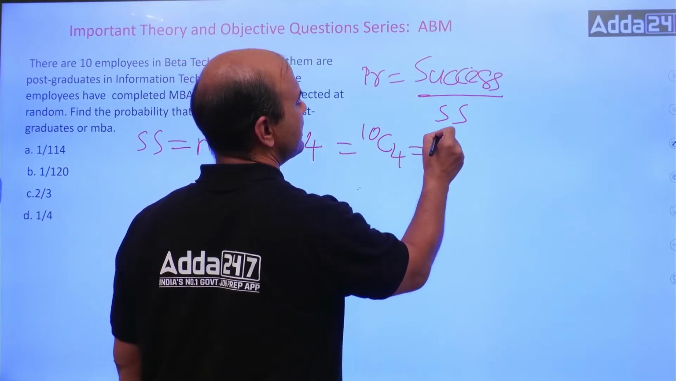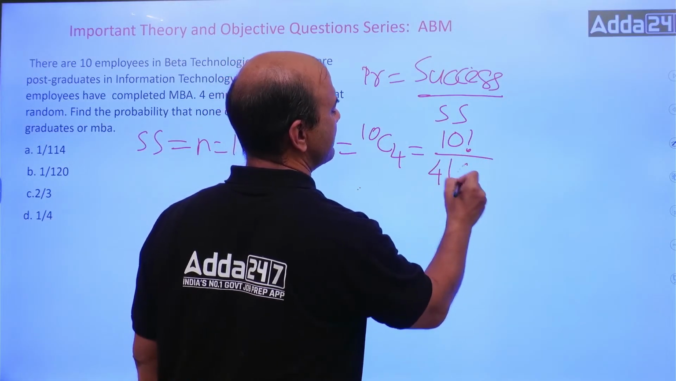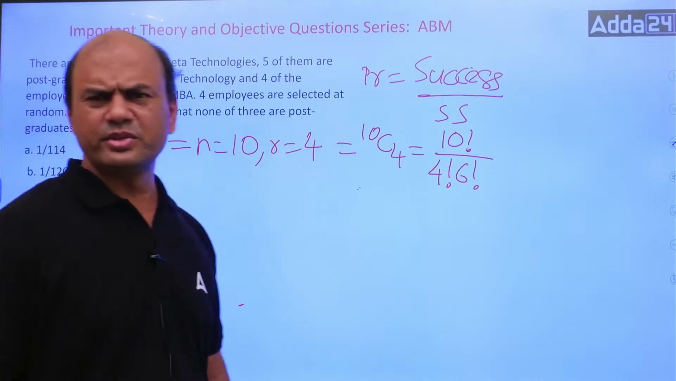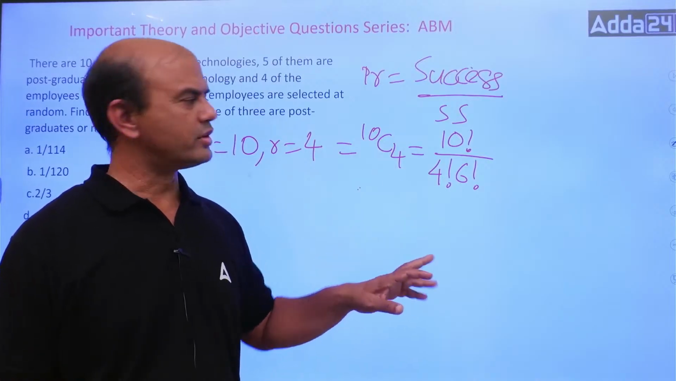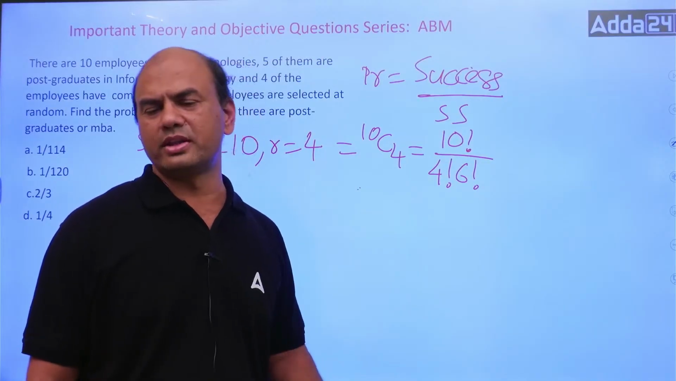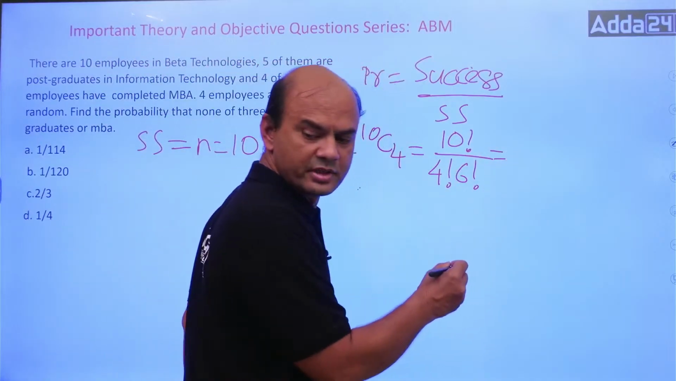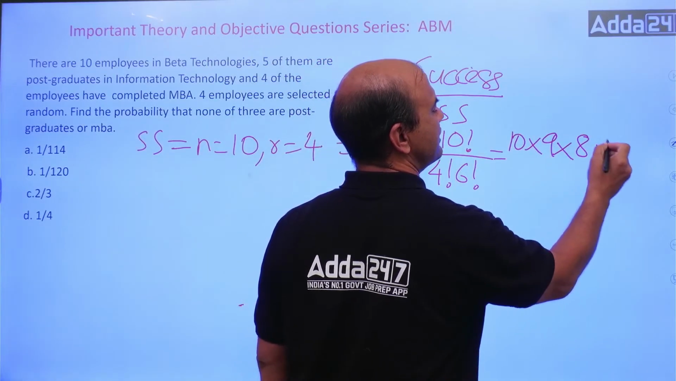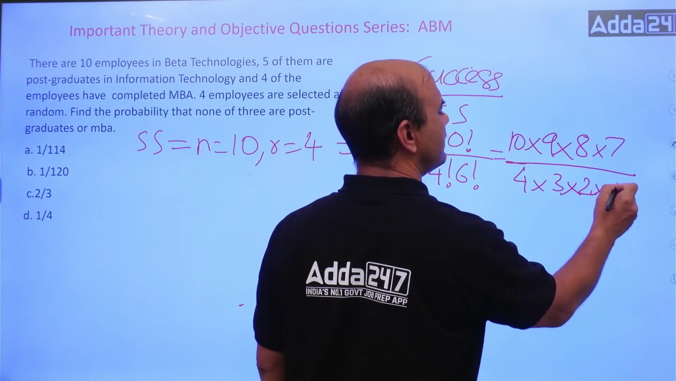Get the answer everyone. 10 factorial divided by 4 factorial into 6 factorial. Right? Everyone try to solve this. You must get 10 into 9 into 8 into 7 into 6. So this 6 factorial will get cancelled. And 4 factorial is what? 4 into 3 into 2 into 1. So 10 into 9 into 8 into 7 upon 4 into 3 into 2 into 1.